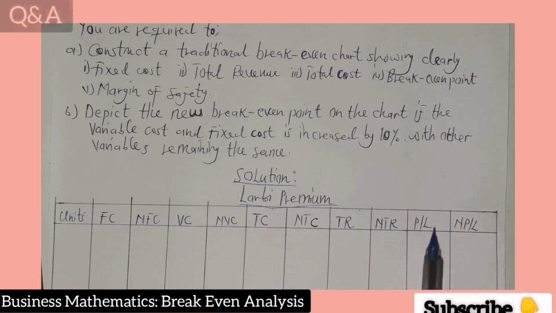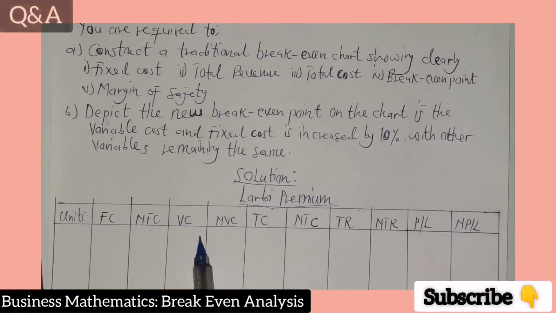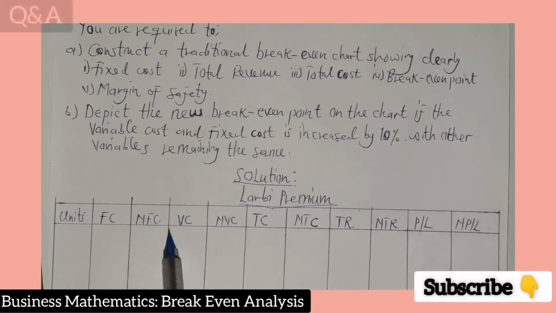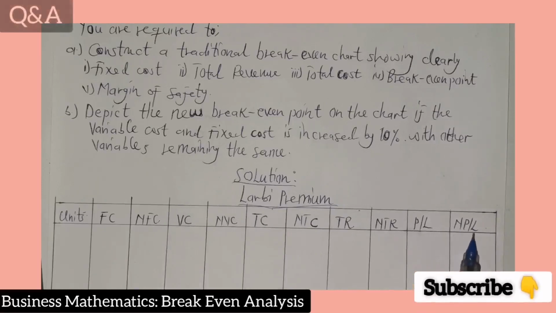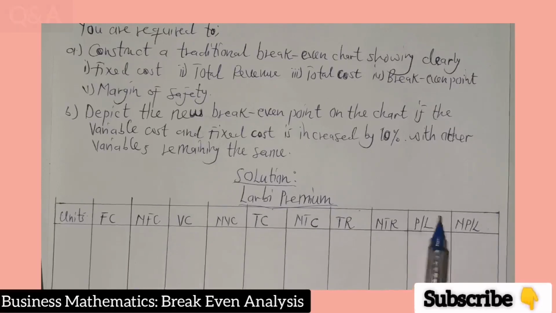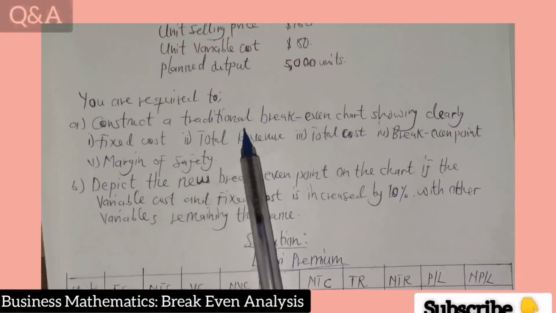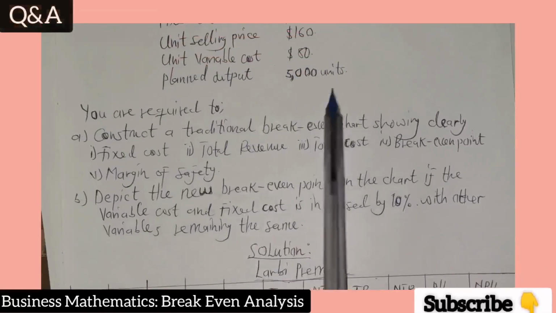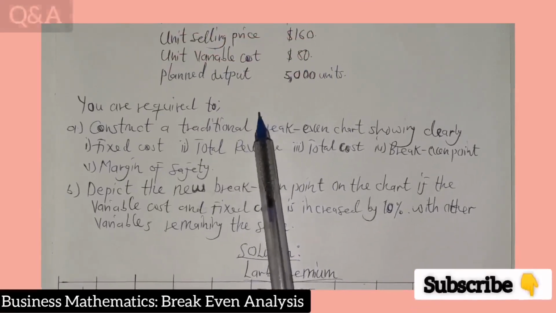Okay, so this one will be the original profit or loss, and this will be the new profit or loss because of the change in the variable cost and then fixed cost. You're going to get a new profit or loss column for it. So that is the column we're going to go about. So here, the 5,000 units that we are asked to plot on our graph or indicate on our graph, this is what you're going to do.